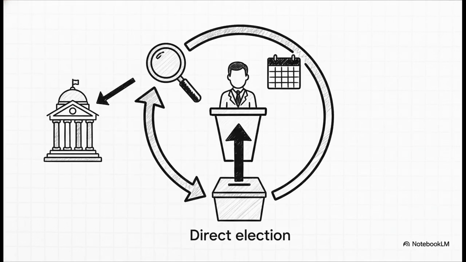You can see this model in action in countries like Mexico and Nigeria. In both places, the citizens go to the polls and vote directly for their president, who serves a fixed term. That president runs the government, sure, but the legislature keeps a close eye on them. They have real power to investigate and, in extreme cases, even impeach. It's a very clear division of labor and power.